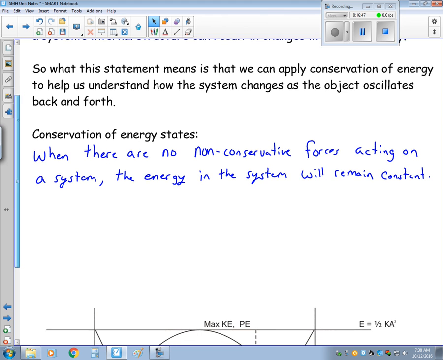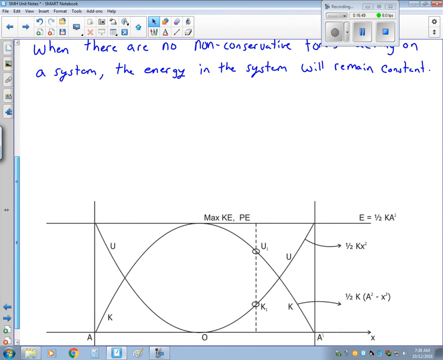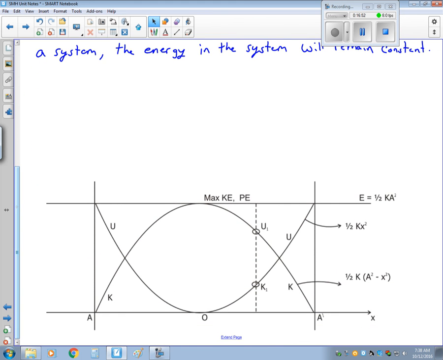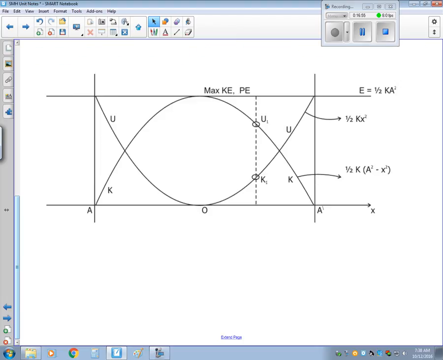So when we take a look at some graphs here, this line right here represents the potential energy for our oscillator. And it doesn't matter if it's the spring oscillator or the pendulum oscillator. It starts with potential energy. The potential energy becomes 0, and then it becomes potential energy again. The kinetic energy starts at 0, increases, and then becomes 0 at the maximum points.